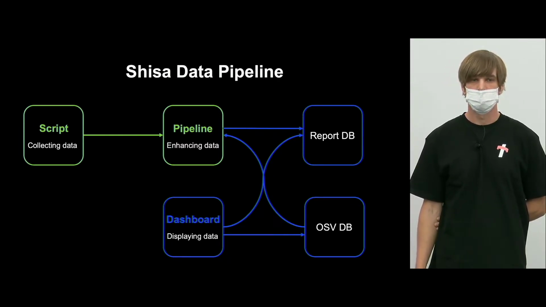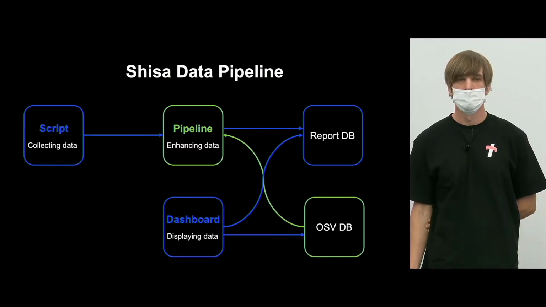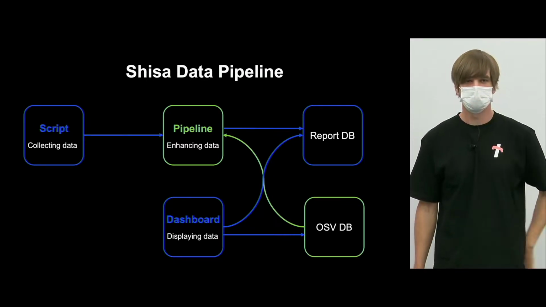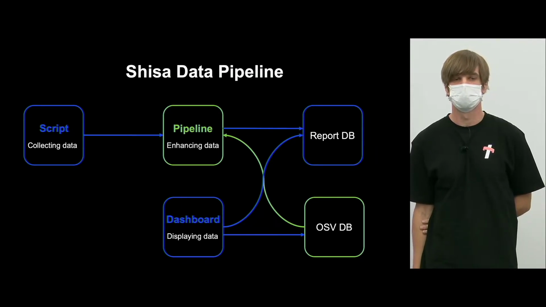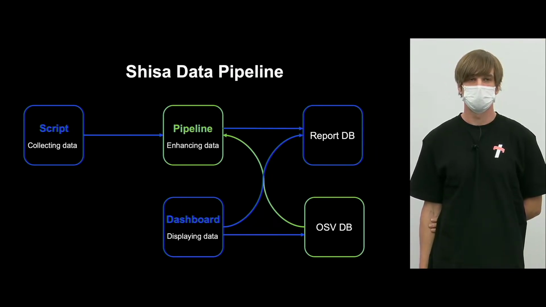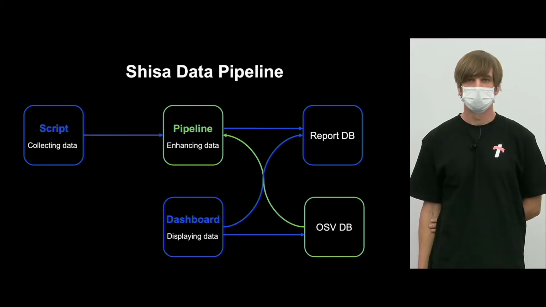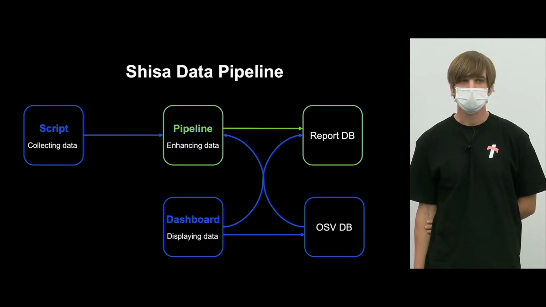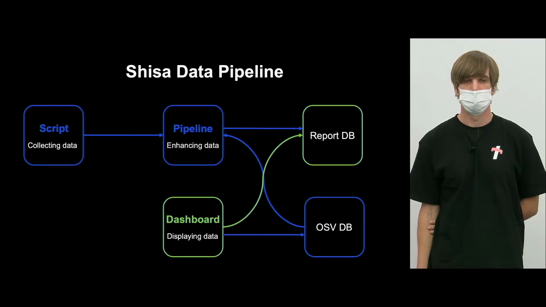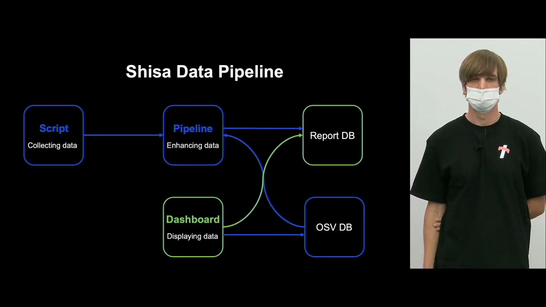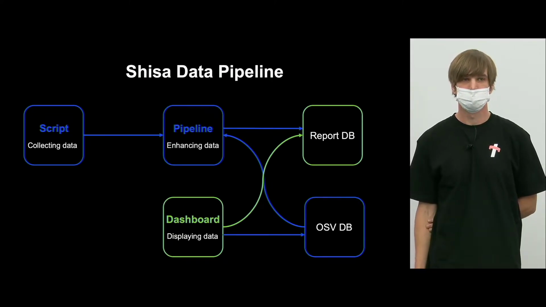And one other part that we enhance the report with is something called OSV. OSV stands for Open Source Vulnerabilities. It is a publicly available database that we use to map vulnerabilities with the SBOM information that we collect. The enhanced report is then stored in something we call the report database. Then we use this database to display the data for our employees at the company through something we call the Shisa dashboard, which is basically a web UI. It also provides an API, so it can be integrated with other services.